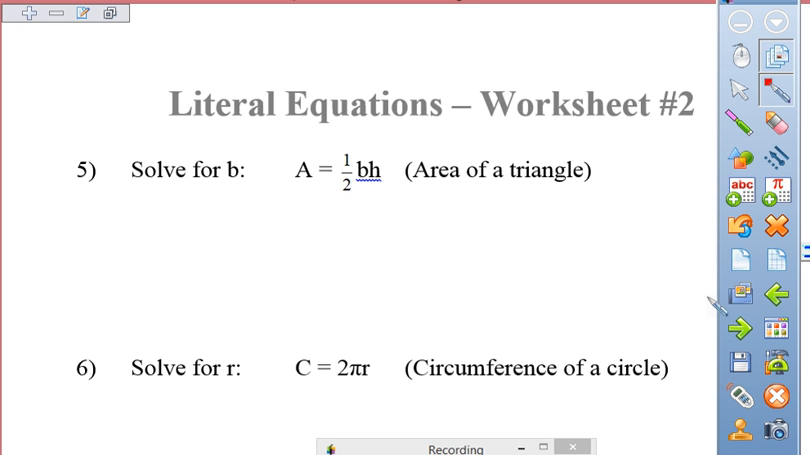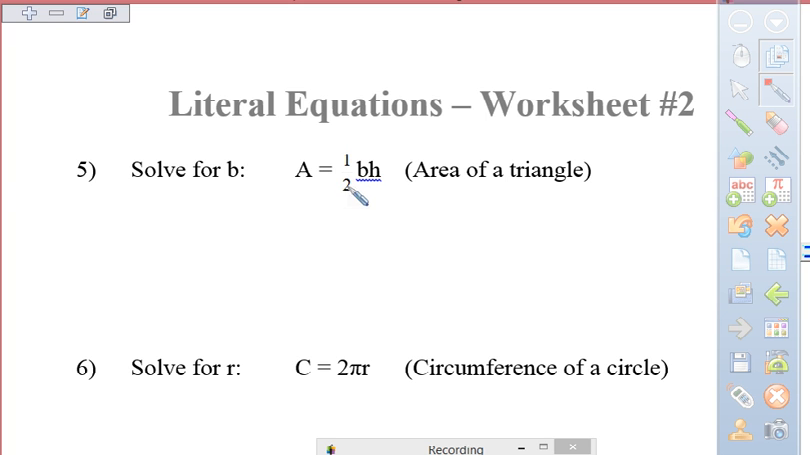Turn the worksheet over. This side of the worksheet follows what we do. I want to go through number 5 with you because of that fraction. We have to get b by itself. This is the formula for the area of a triangle.